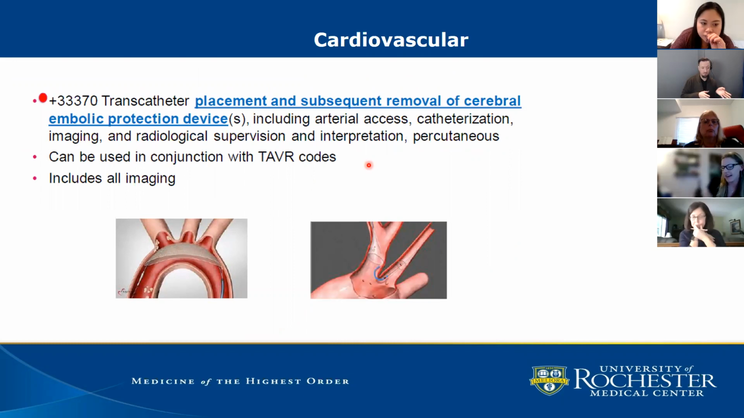And another new code, so this is an add-on code. It's a procedure that would be used in conjunction with valve replacement codes. When a patient is having a valve replacement, they will place these cerebral embolic protection devices, which we can see here in this little diagram. While they're performing their procedure, once they have this protection device in place, it stops any debris from the valve replacement from getting into these major arteries and spreading or causing clots.